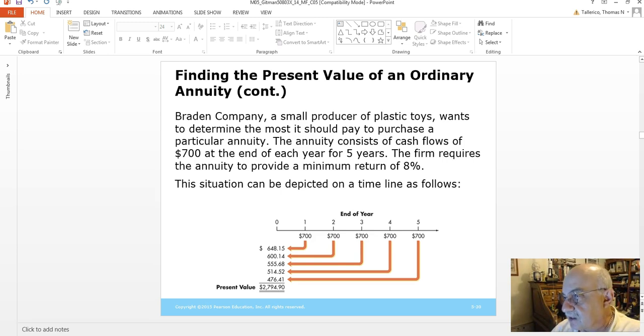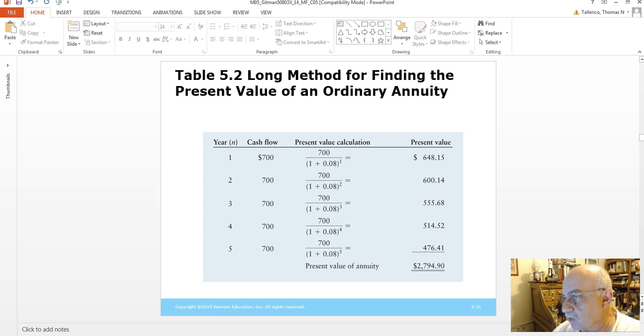All right, so here's a nice example of the present value of an annuity. And you can see they're doing each year one at a time, getting the present value. And you could use Excel for this. And they're doing it longhand, okay? Or you could just use that equation, right? The equation I showed you. And here's the longhand version, right? See, it says long method of finding the present value of an ordinary annuity.